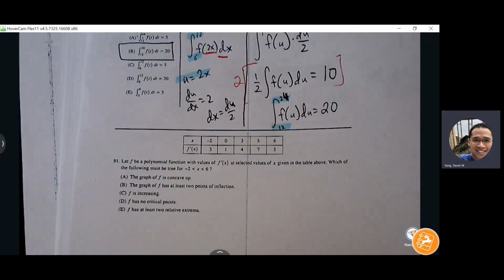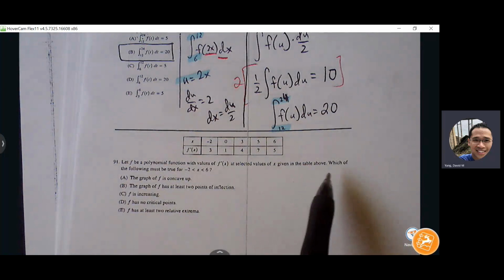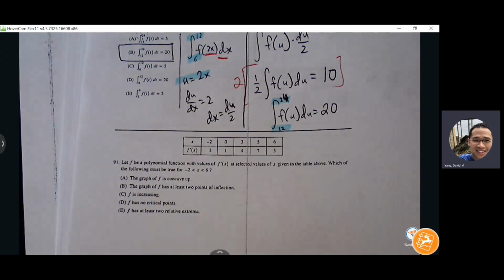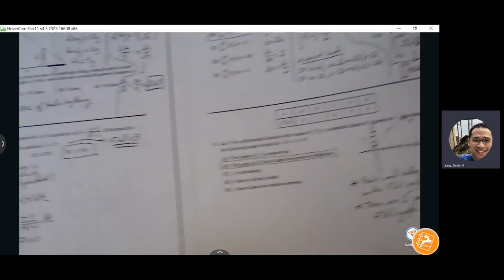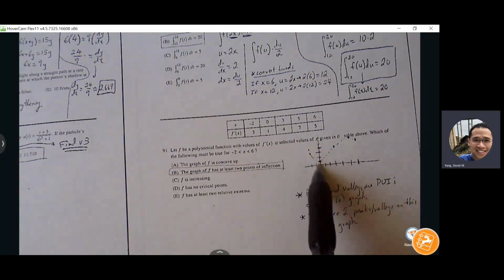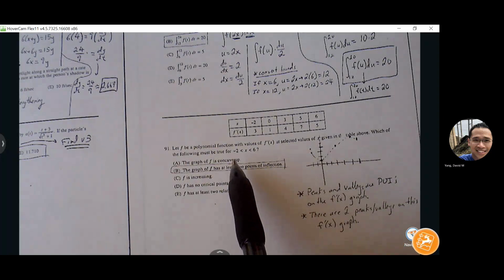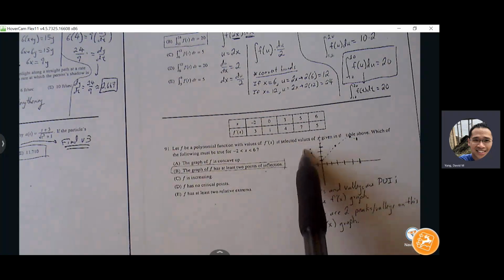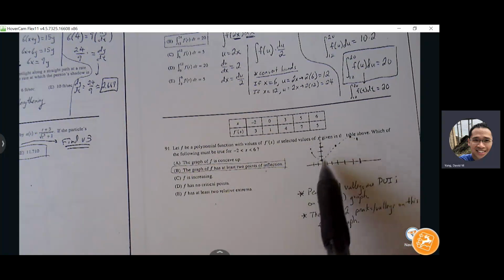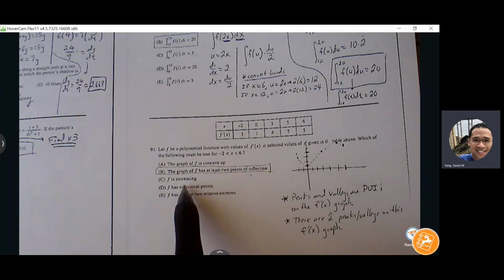Okay, 91. Let f be the polynomial with values of f prime for selected values. Which of the following must be true? It helps if we can just sketch this graph out to see what we're dealing with. All these values are sitting above the x-axis. Based off of how this graph is showing, there must be at least 2 points of inflection, because there's got to be 2 peaks and valleys, or 1 peak and 1 valley. Any peak and valley will be a POI.